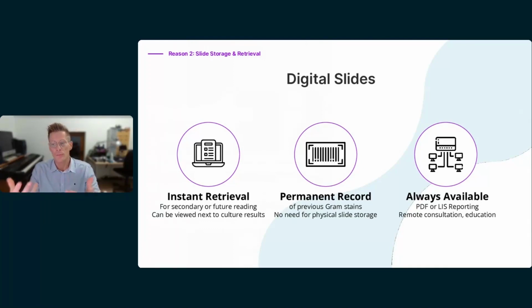And that also enables remote consultation and education, because even in education, many people have a camera hooked up to one of their microscopes. But taking those pictures is time consuming, and the results usually aren't as clear as the digital images.